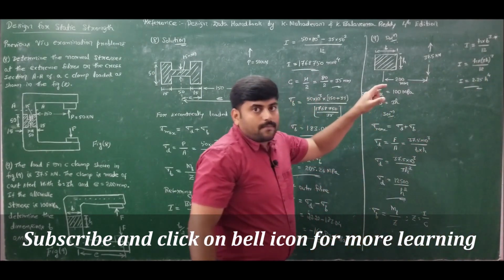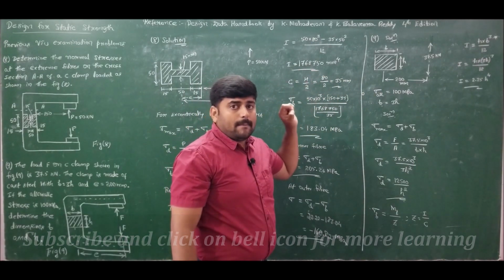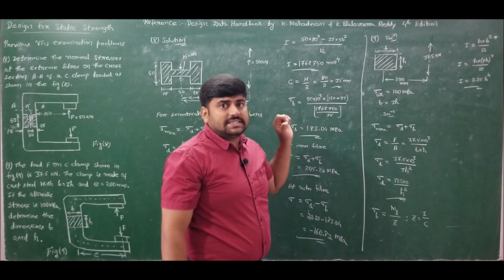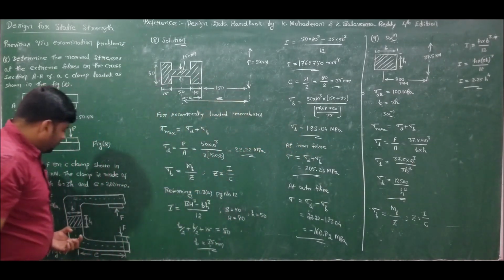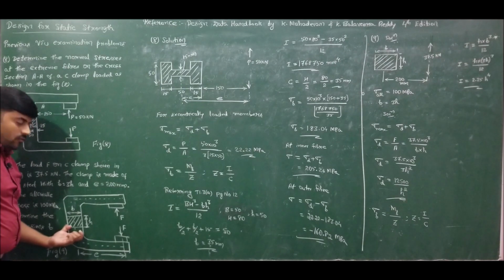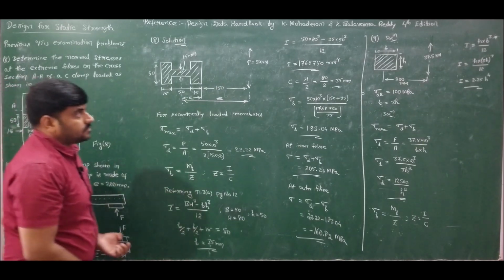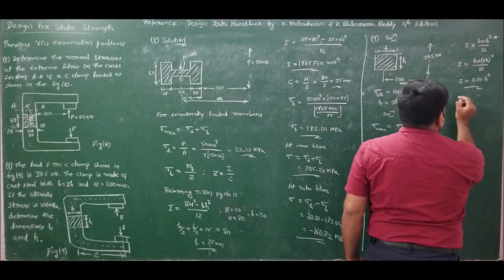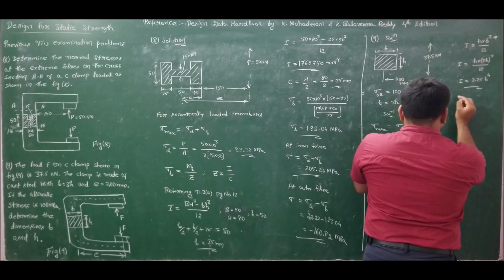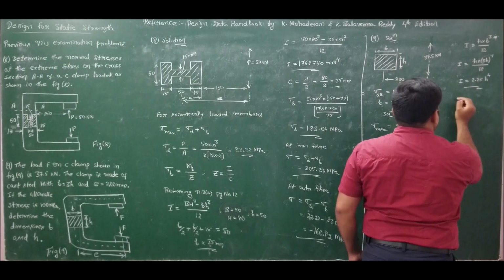Kindly make a note. The formula for area moment of inertia for a rectangle is BD cube by 12, where D is the depth and B is the breadth. Here the depth of this section is B. So therefore the formula for area moment of inertia will become HB cube by 12. So we have got moment of inertia as 2.25 h to the power of 4.